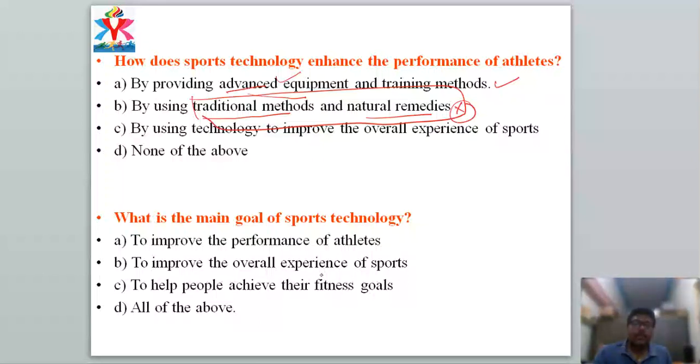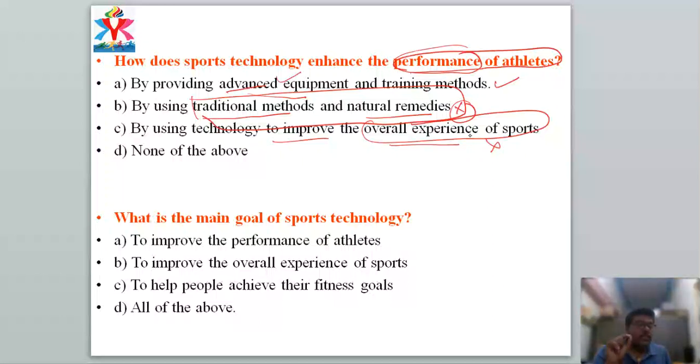And option C, by using technology to improve the overall experience of sports. C option is stating that by using technology to improve the overall experience of sport. Of course we learned about technology improving the overall experience of sport. Yes, it is there, but you have to cope up with the question, how does sports technology enhance the performance of an athlete? Performance of athletes, they are not concentrating on overall experiences of sport. So experience is different and performance is different. So they are focusing on the performance of the athlete. So by using technology to improve the overall experience of the sport, yes, this is a right option, but this is not suitable in this context.